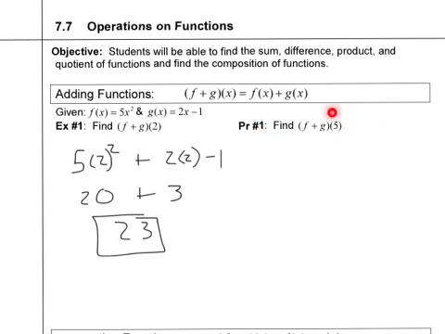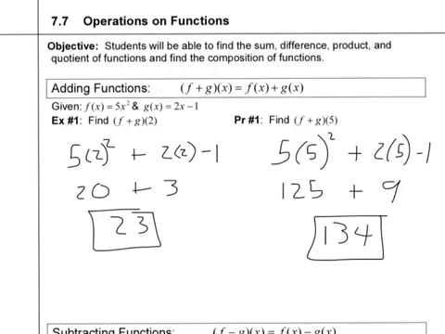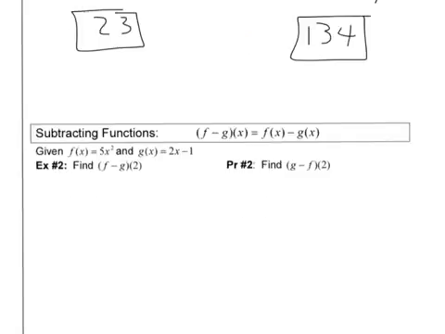Go ahead and try to do this one, f plus g of 5, where you plug in a 5 for both functions and add them together. I'll pause the video and let you guys work it out. Okay, you should have gotten 125 for f of 5 and 9 for g of 5. Maybe it would be a good idea to write f of 5 here and g of 5 here so you see what you're doing. But when you add those two things together, you get 134. Okay, let's go to the next one.